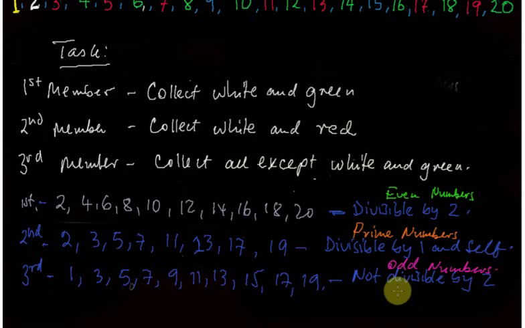Now look here. 2 plays here. 2 is prime and 2 is also even. So 2 is prime and even at the same time. 2 is divisible by 2, so it falls into even numbers. But 2 is not divisible by any other number except 1 and itself.